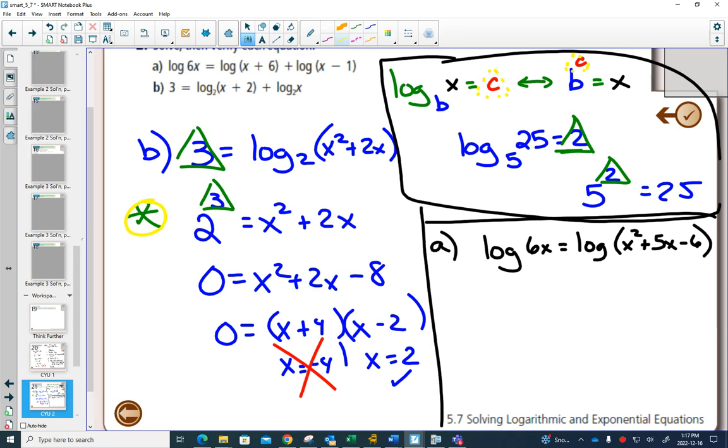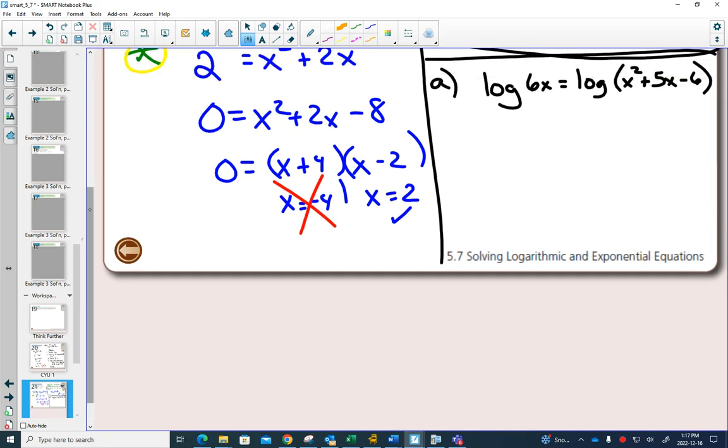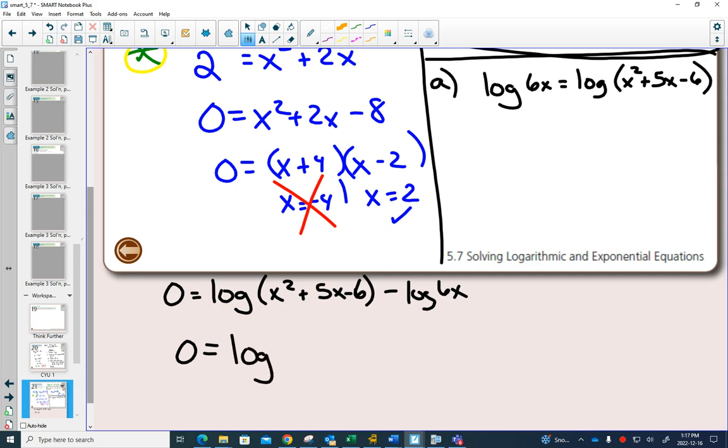I still don't have a single logarithm. If I wanted to get a single logarithm, I would have to move the log 6x over to the other side. Okay? Don't write this down, but just watch, because this is the way I'm going to show you the shortcut next. But if you didn't use the shortcut, you would get 0 on this side and have log x squared plus 5x minus 6 and subtract log 6x on that side. And subtracting means I can write this as a single logarithm.